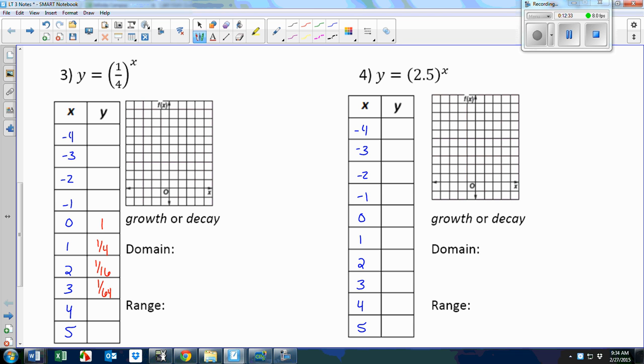And then the 4th power, what comes after 64? 256? 256, so 1 over 256. And 5th, I don't know that one. Thank you, 1 over 1024. I should have known that one.